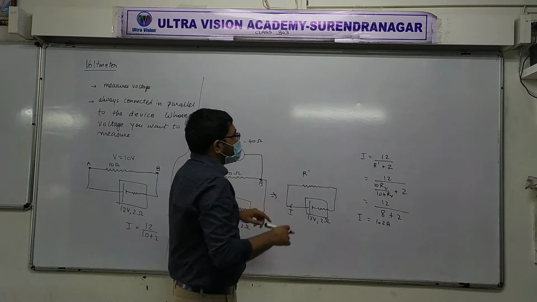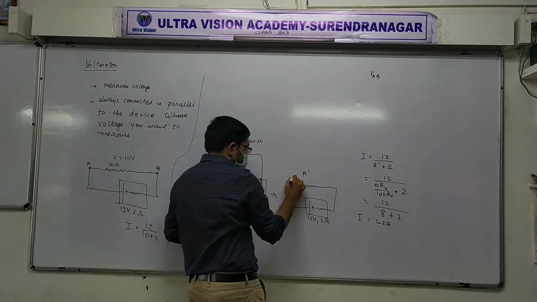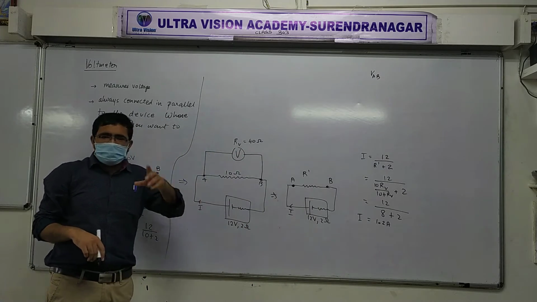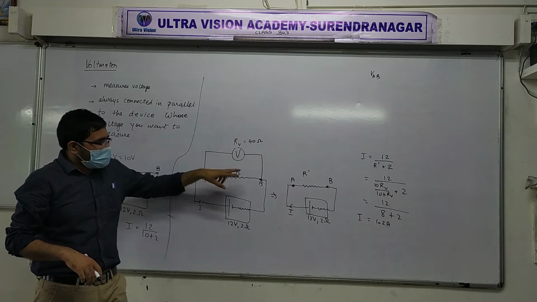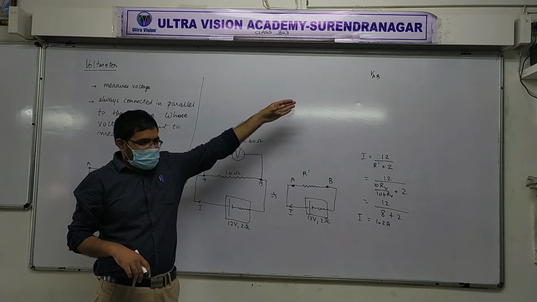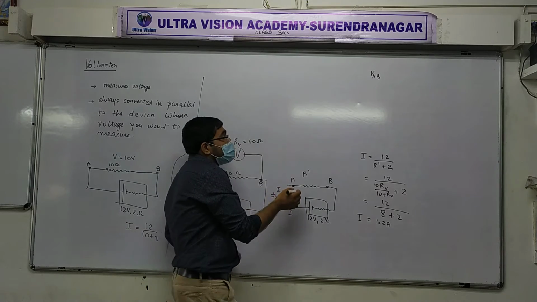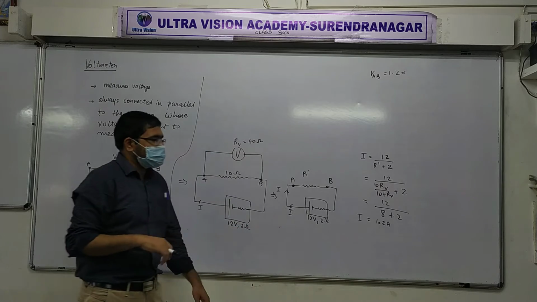So how much will our voltage VAB be? How to find VAB? This is A and this is B. Do you agree with me? Yes or no? You remember, at the start of the chapter we used to solve sums. So these are in parallel. Now what will the voltage VAB be? How much current is flowing here? 1.2. Okay. Into how much is the resistance?